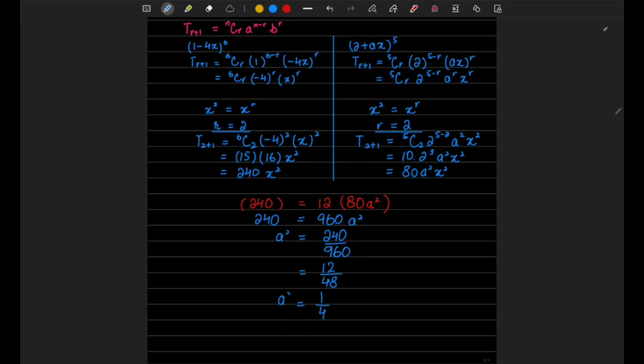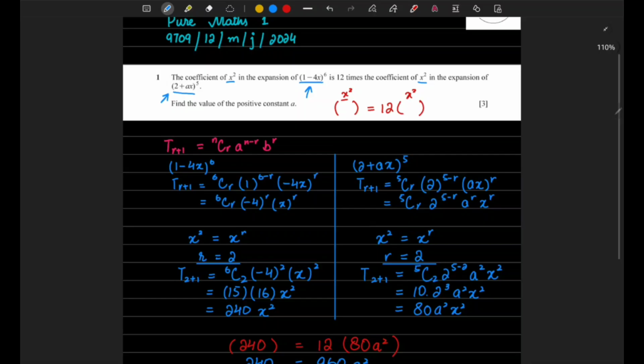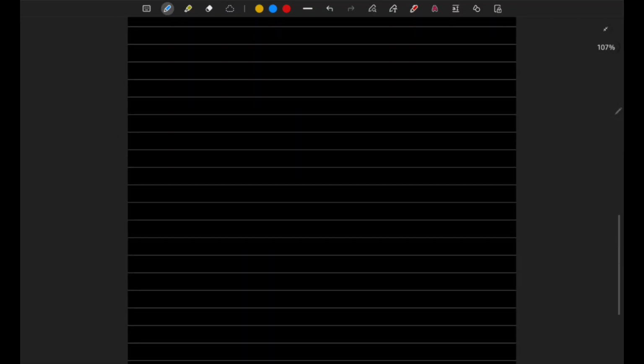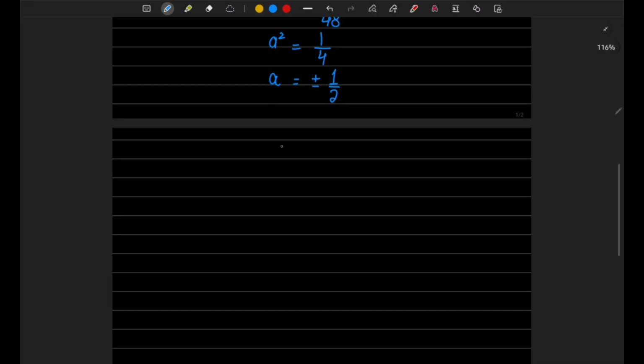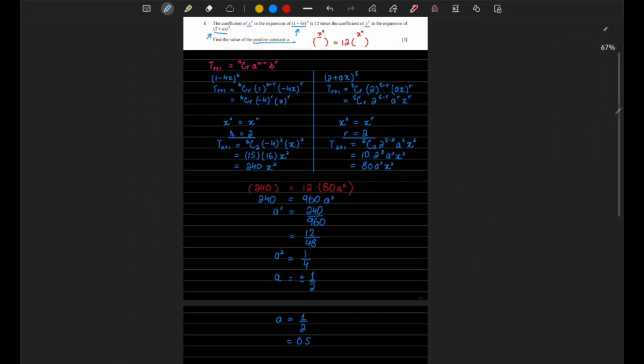This is a squared, so a would be equal to plus or minus 1 over 2. Now, after this, we have to decide whether a is positive or negative. They say find the value of the positive constant a. So that means our a is equal to 1 over 2 or 0.5. So this is your whole working for question number 1.